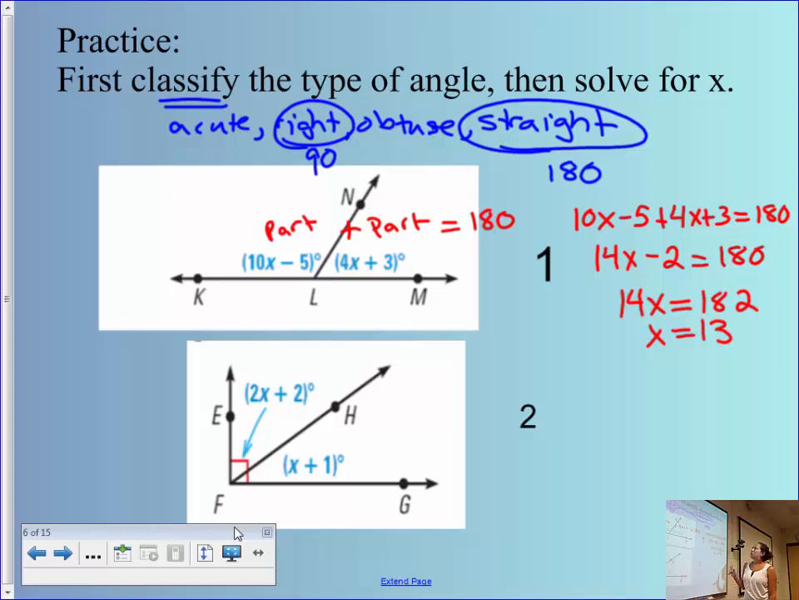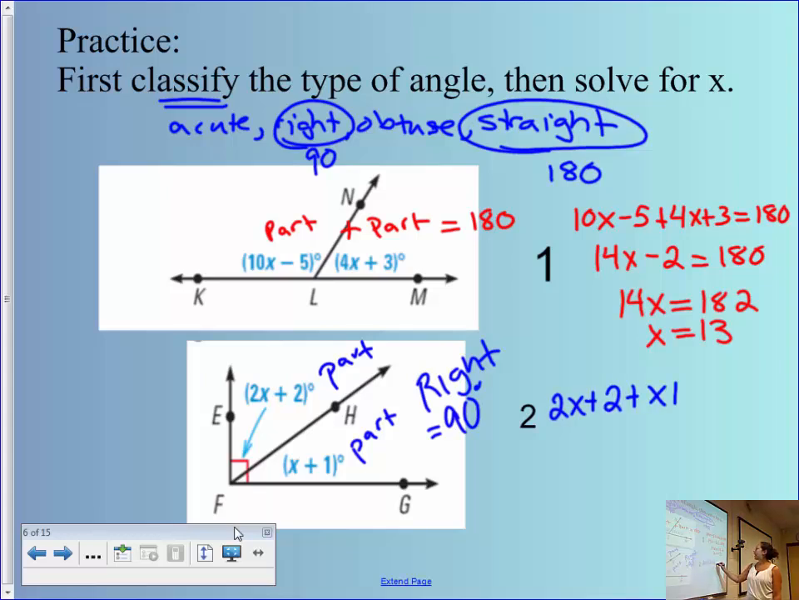So this time it does just say solve for x, so I don't need to plug it back in. I don't need to find anything else, but we totally could if they asked us to. All right, so let's solve the next one. The next one, we said this was a right angle. Fantastic, and it is 90 degrees. So that means part plus part is going to equal 90. So here we go: 2x plus 2 plus x plus 1 equals 90. All right, so 3x plus 3 equals 90.